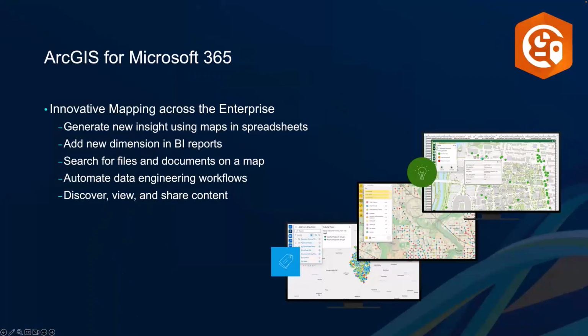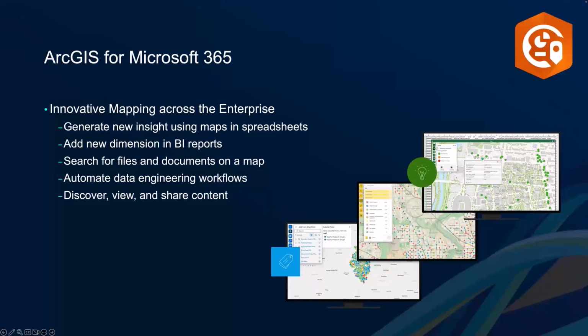So ArcGIS for Microsoft 365 provides that consistent and innovative mapping experience across an organization's enterprise. Organizations can generate a new understanding by bringing spatial information into spreadsheets. BI reports can show new or unknown patterns with a map that interacts with the other visualizations in that report. By geotagging documents in SharePoint, users can access files more quickly by using a map to discover them instead of searching through a file system.